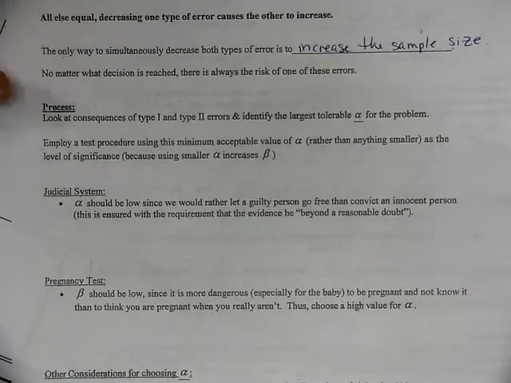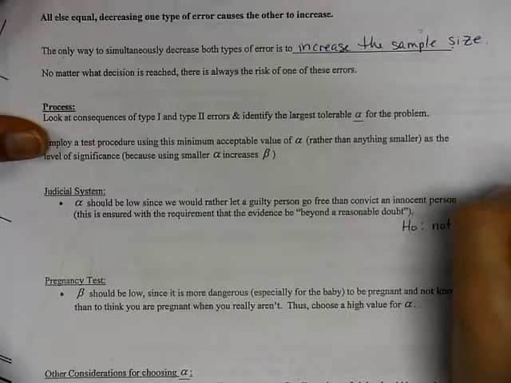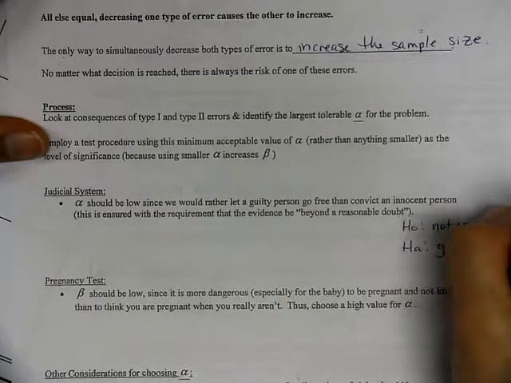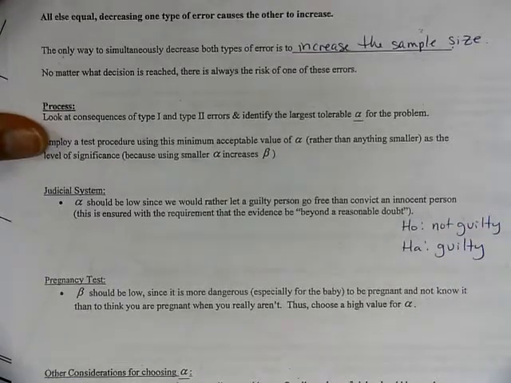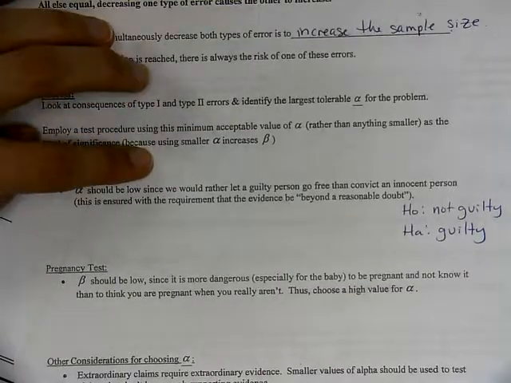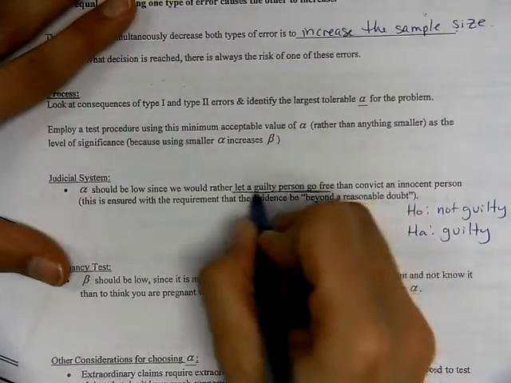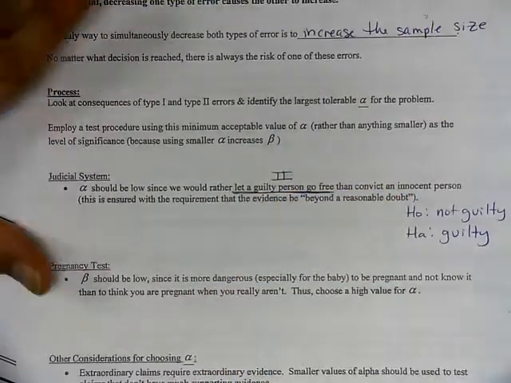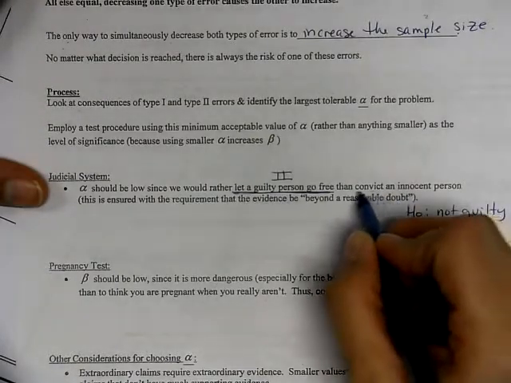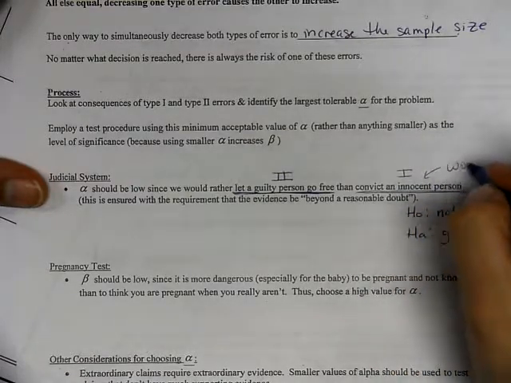Right? Our null hypothesis here was that the person was not guilty. Your alternate was that they were guilty. So alpha here has to be low. We would rather let a guilty person go free. Letting a guilty person go free is type 2 error. Than convict an innocent person. Convicting an innocent person is your type 1 error. So obviously type 1 error is considered worse.